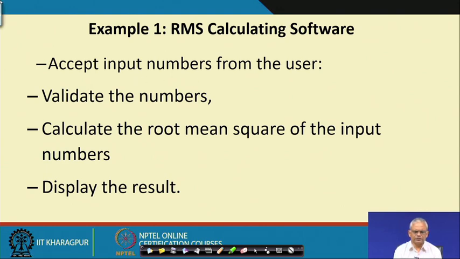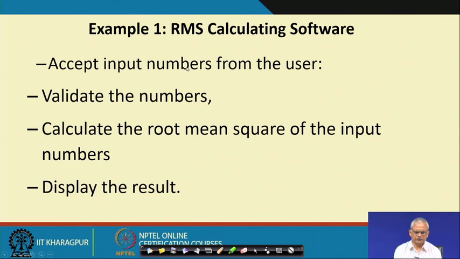needs to read the numbers from the user, then do some validation that they are within minus 1000 to plus 1000, and then perform the computation root mean square and then display the result. So, these are the sub functions of the level 0 context diagram, because there is only one functionality. It is a very simple software.